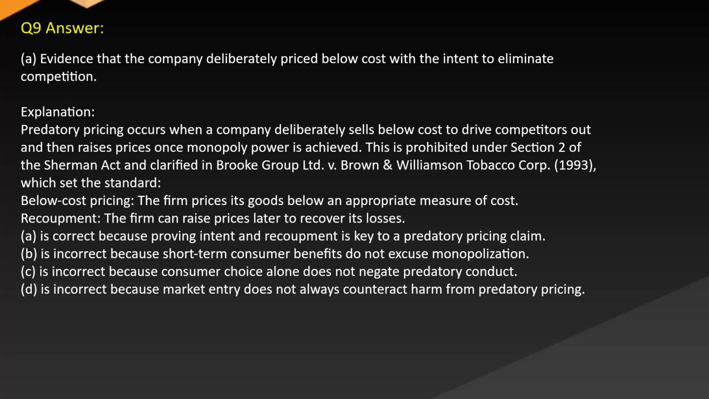A is correct because proving intent and recoupment is key to a predatory pricing claim. B is incorrect because short-term consumer benefits do not excuse monopolization. C is incorrect because consumer choice alone does not negate predatory conduct. D is incorrect because market entry does not always counteract harm from predatory pricing.